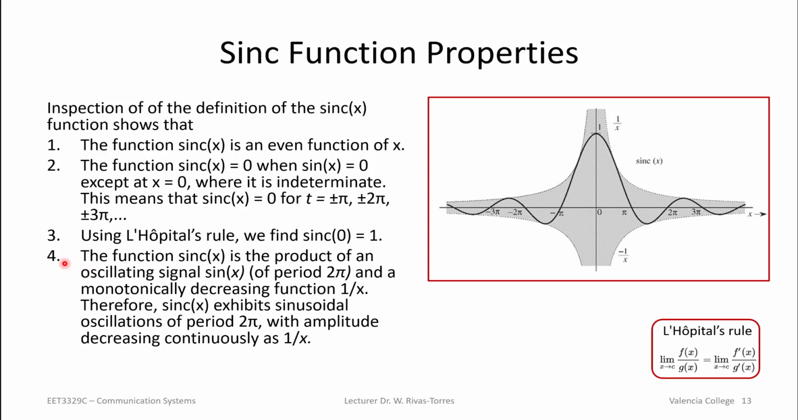Here's what I was trying to say at the end of the prior slide. The sinc function is actually an oscillating sine function, of period 2 pi, like all sines are, but it's also multiplied by a monotonically decreasing function, 1 over x, the reciprocal of x. That's why it has this sort of shape. It continues to drop as x goes to infinity, getting smaller and smaller. You can draw these asymptotes.